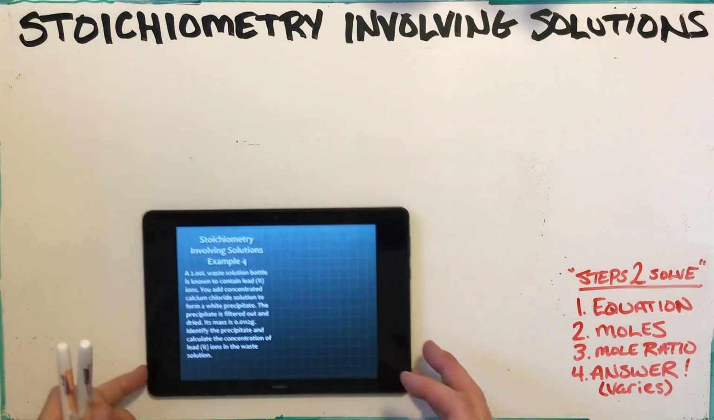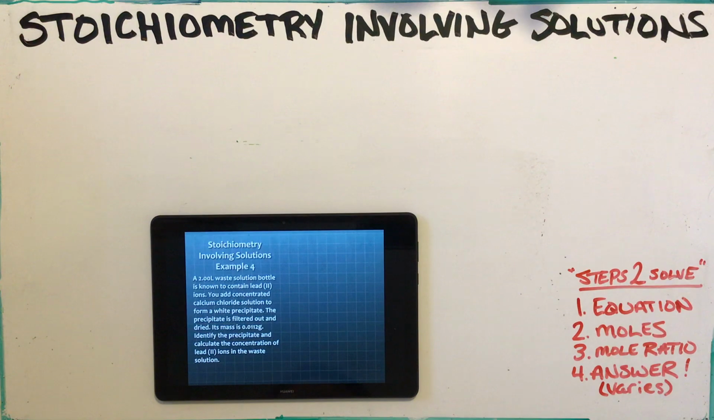Number 4. It says a 2-liter waste bottle is known to contain lead-2 ions. You add concentrated calcium chloride solution to form a white precipitate. The precipitate is filtered out and we dry it, and its mass is 0.0112 grams. Identify the precipitate and calculate the concentration of the lead-2 ions in the waste solution. All right, so let's do this one.